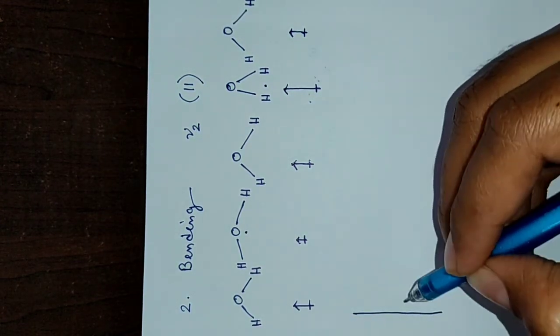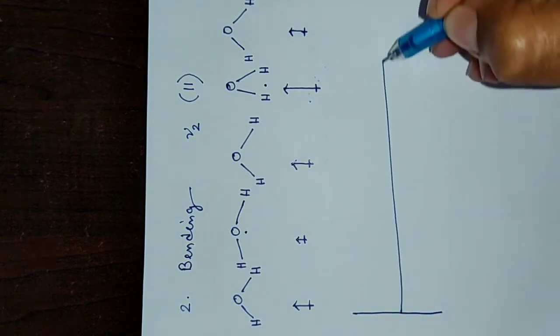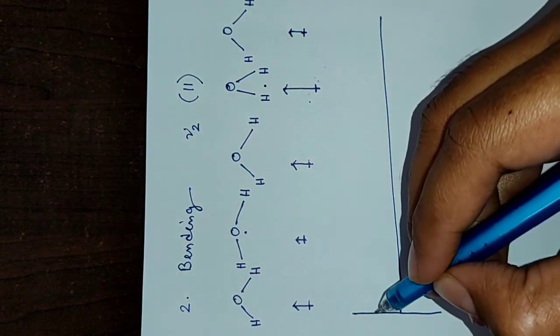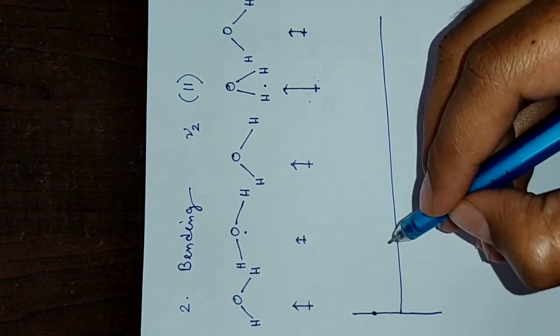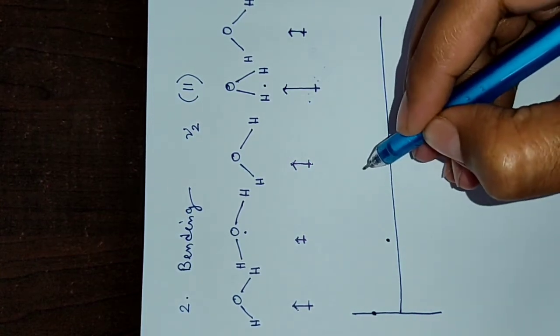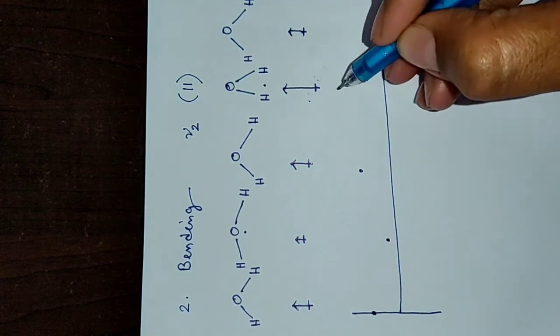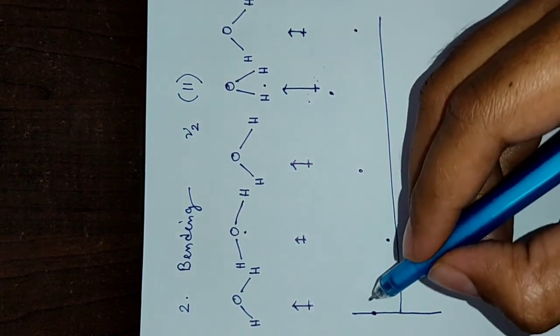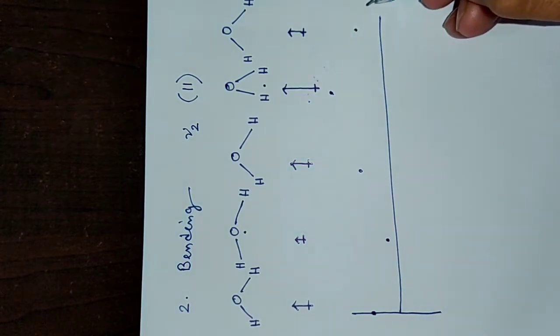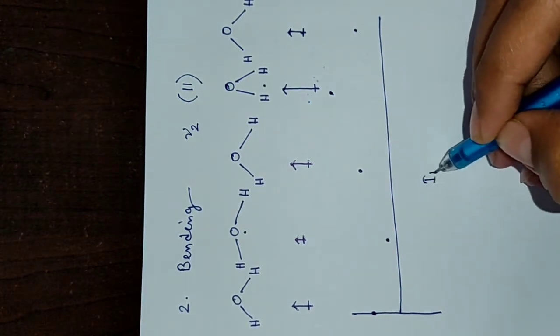To observe the oscillation, let us plot. We will plot here. The value will decrease. Again it will come back. It will come here. Again it will come here. So you see an oscillation. So it will also be IR active.